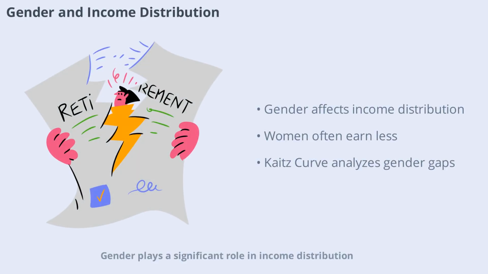Gender plays a significant role in income distribution. Women often earn less than men due to factors like occupational segregation, discrimination, and differences in work experience. Addressing gender gaps in pay is essential for achieving more equitable income distribution. The Kaitz curve can be used to analyze how minimum wage policies affect gender disparities in the labor market.